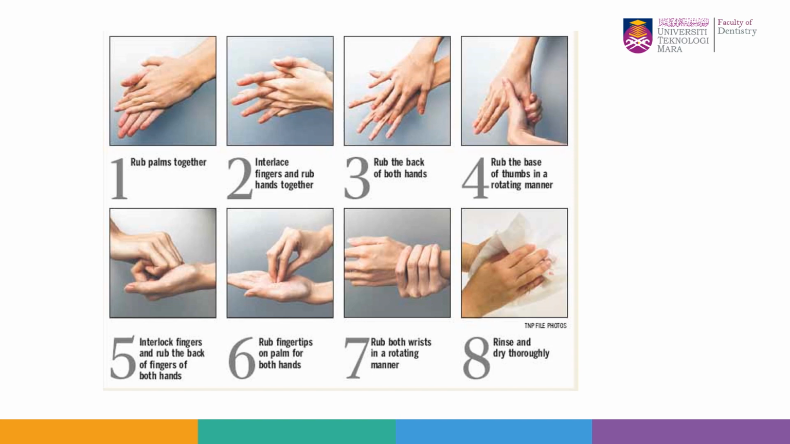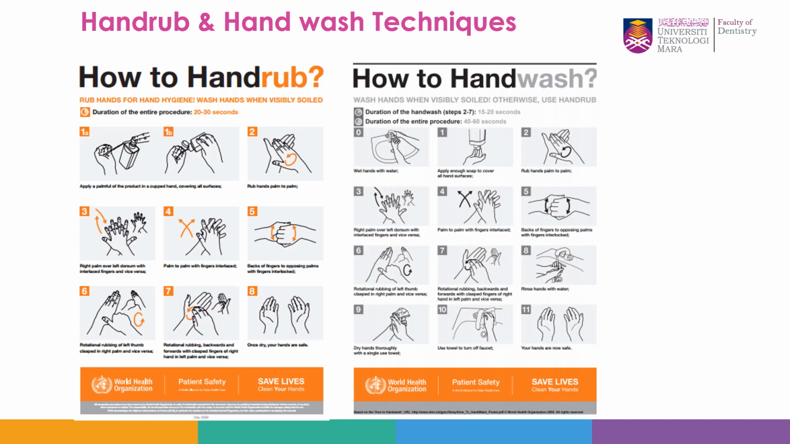This is a hand wash technique using soap and water. For WHO, they have come up with these posters, which you can find everywhere, for hand rub and hand wash. Remember, hand rub uses gel or alcohol gel, so there is no need to wash with water afterwards. It will dry up by itself. Whereas hand wash, you are using soap and water, which you need to dry afterwards.